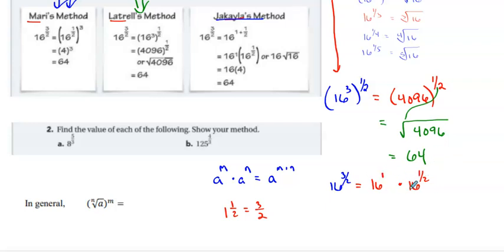If she wrote them as a product, so you have 16 times, and again, 16 to the 1/2 is the square root of 16, and the square root of 16 is 4. And then 16 times 4 is 64. So 3 methods to do any one of these problems.